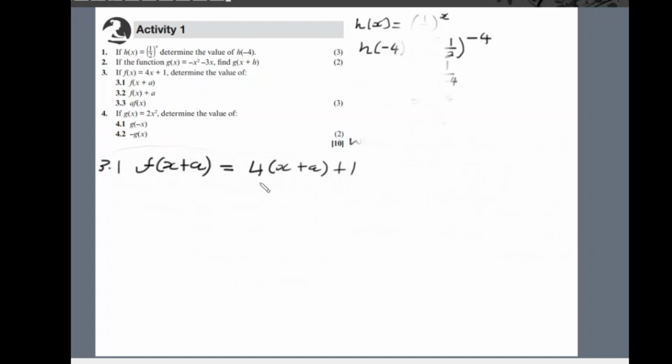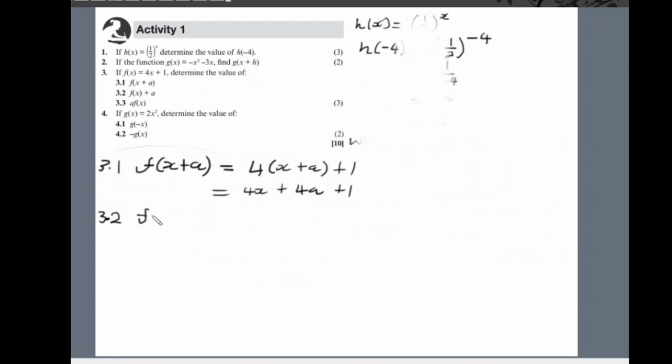Right? 4x plus 4a plus 1. Right? I know this is straightforward, but as part of our revision, we have to do it.